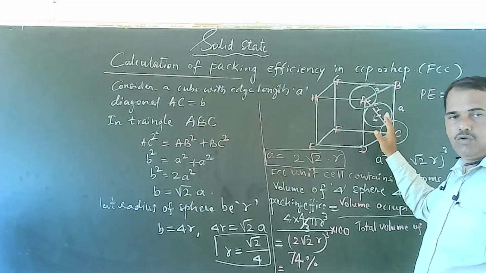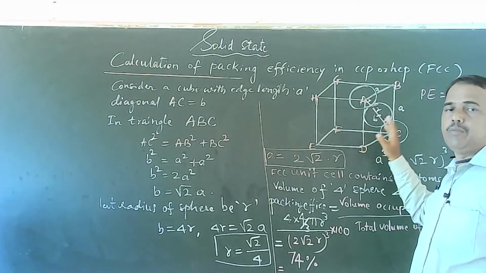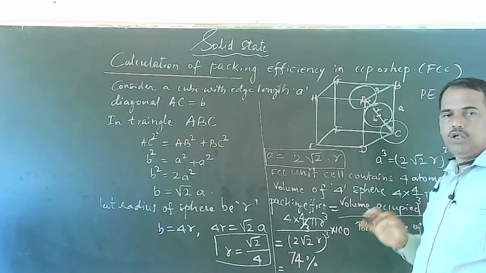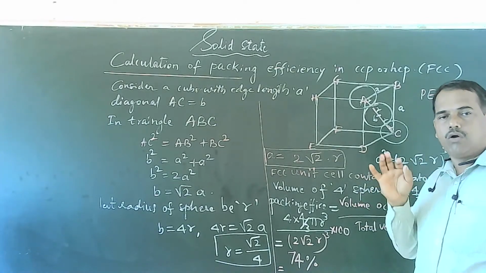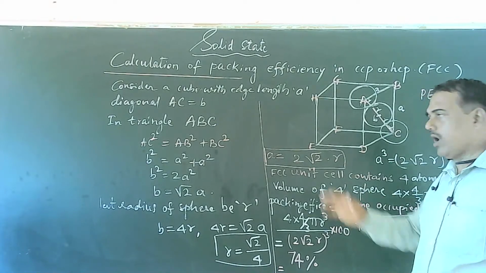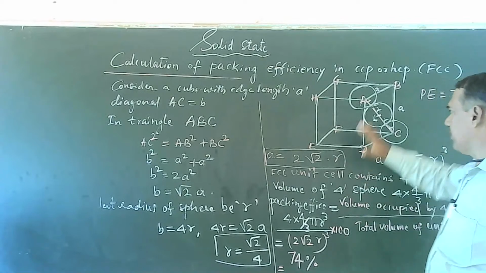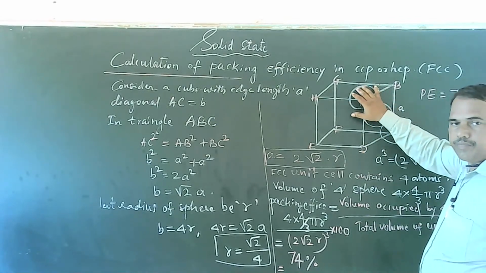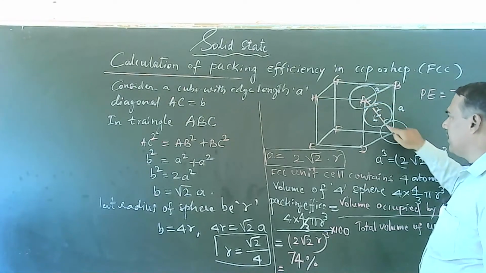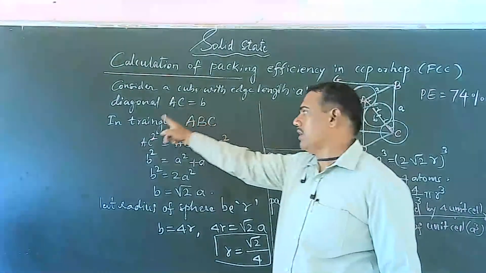So, the diagram which is there in your NCERT textbook. Many notes and many textbooks are referring to different types. Don't worry about it. You have to draw the diagram according to your NCERT textbook, and you have to do the calculation. So here, consider the cube with edge A and a face diagonal AC equal to B.